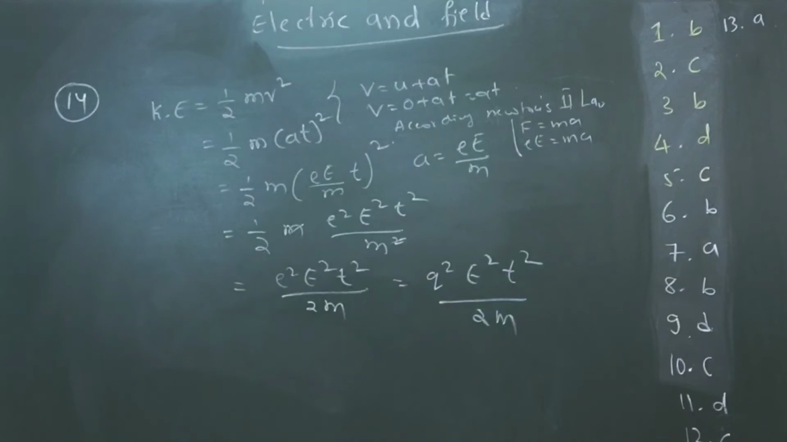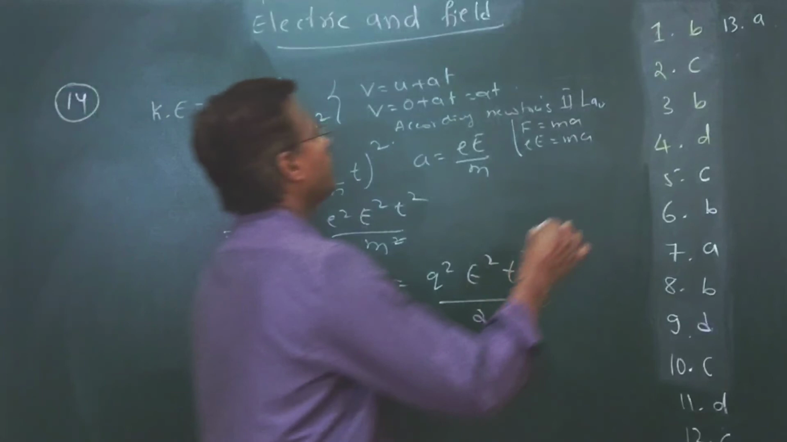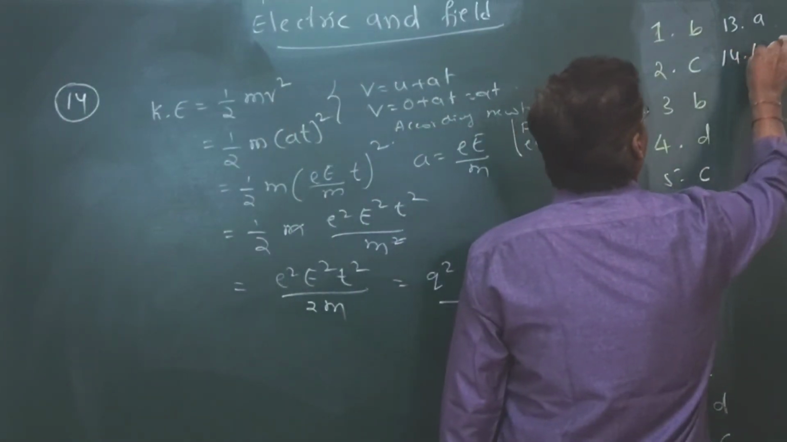So the option, the 14th one, is B: q square E square t square divided by 2m. So the 14th one is B.